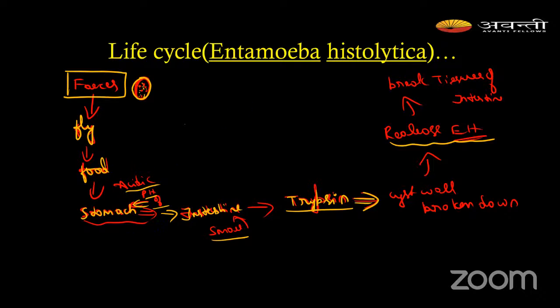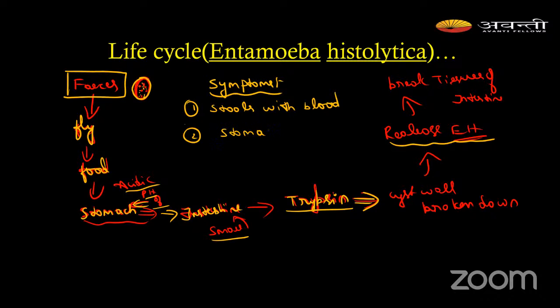Symptoms. So then come to the symptoms. Which symptoms is it going to cause? Amoebic dysentery. Along with the stool, the person will release blood. Stools with blood, that is what we call amoebic dysentery. Stools with blood, and there is also stomach pain.